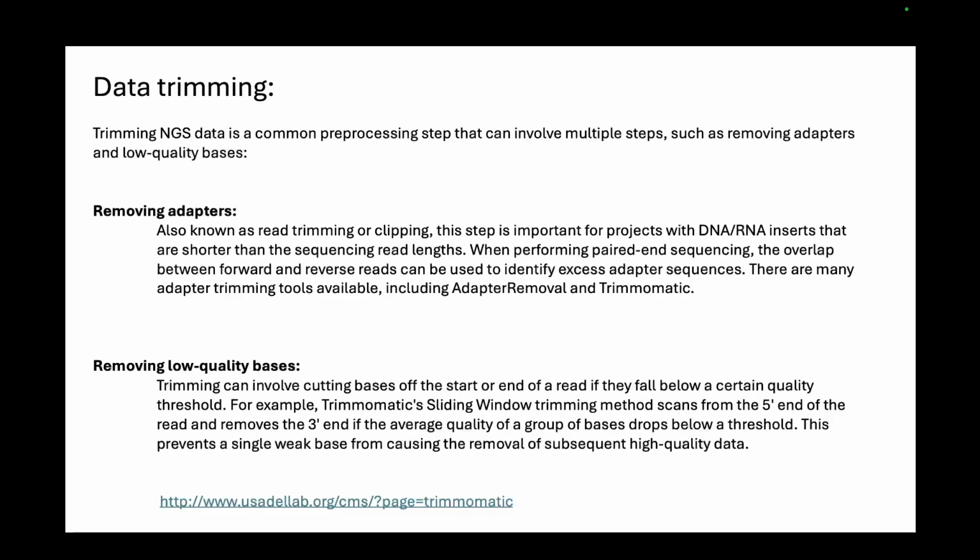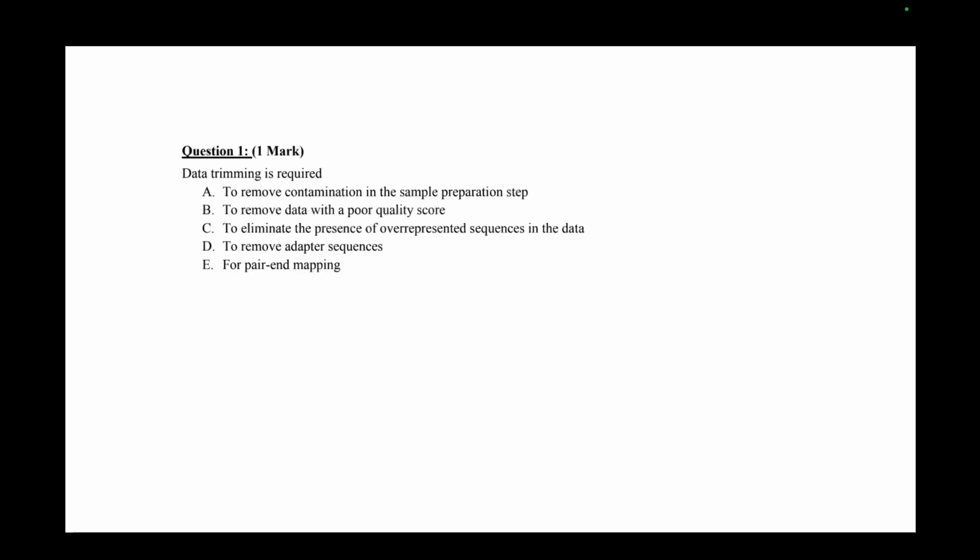Trimming is done on paired end sequencing because you can get an idea about the length of the adapter. In Illumina you'll have paired reads, one from the beginning, one from the end. You can check how much these are overlapping and what part of the genome they are covering. According to that, you can have an idea about the adapter length. So in paired end sequencing, you can do data trimming and adapter removal very efficiently.